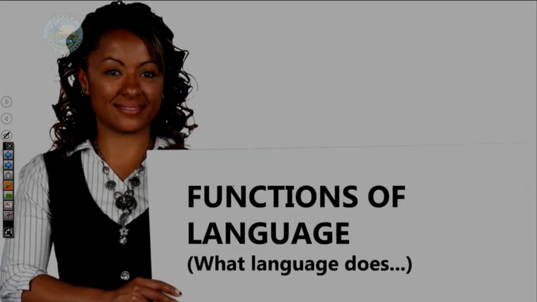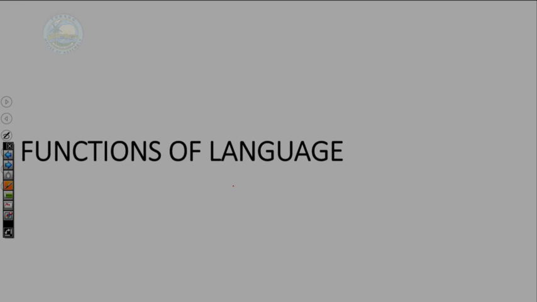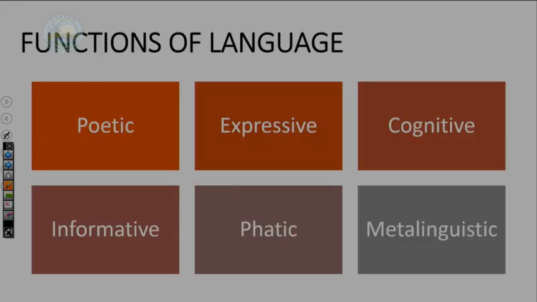Now, let's take a look at the functions of language. This looks at what language does. We looked first at what language is. Now we're going to look at how language actually functions and what are the things that language would do. So the functions of language. There are 6 main functions that we are going to look at today when we talk about how language functions. And these functions include the poetic, expressive, cognitive, informative, phatic, and metalinguistic functions. So we're going to explore this in some more detail.